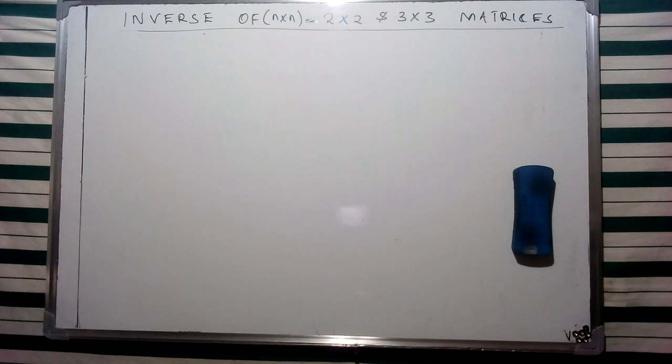So today we're going to look at the inverse of a square matrix. And of course, we are going to concentrate on 2 by 2 and 3 by 3 matrices in that specific order.